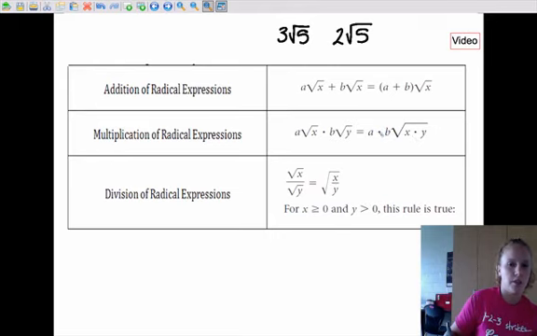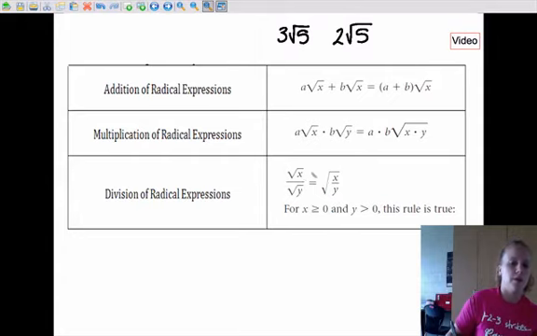Okay, so multiplication is a little different. With addition, we can only add the numbers outside the square root, and we can only do that when our number under the square root is the same. That's kind of like terms. You have to have the same number under the square root for addition. With multiplication, you can manipulate under the square root as well as in front of the square root. And the same for division. You can manipulate under that square root for division.